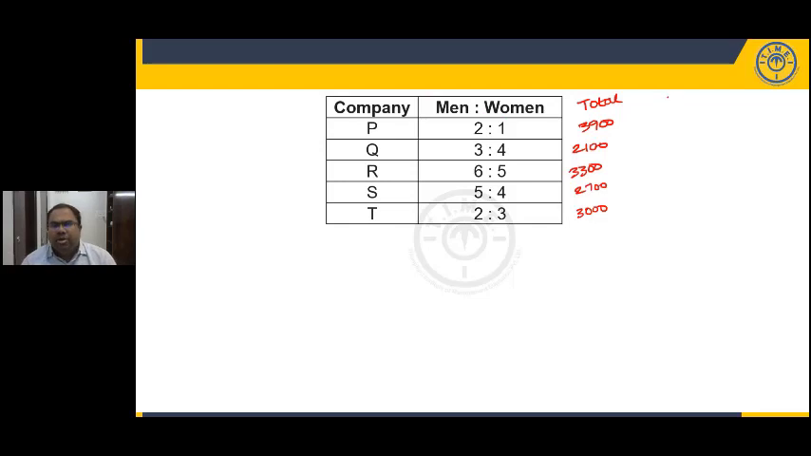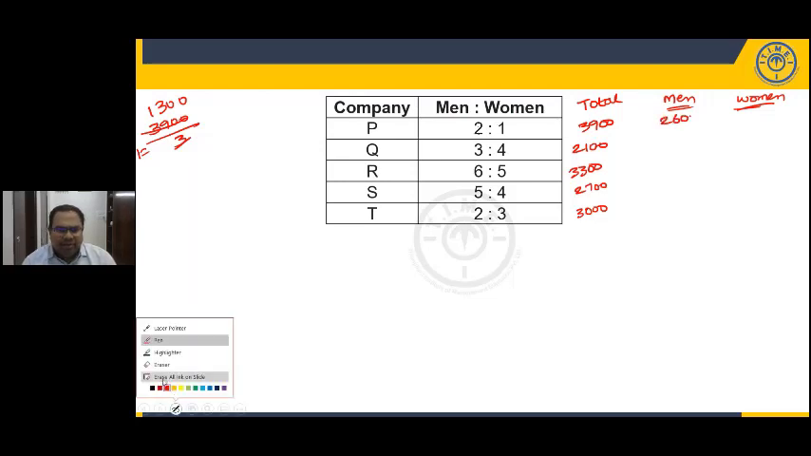Now, can you find out number of men and number of women? We can do that, right? We know the ratio. 2:1. So total 3 parts, 3900. 39 by 3, 1 part value is 1300. So 13 into 2, 2600. Each part 1300 number. 13 into 2, 2600.